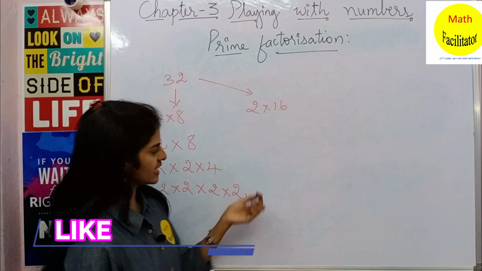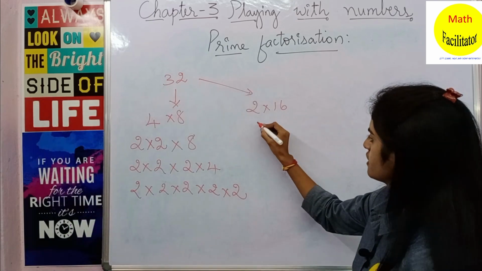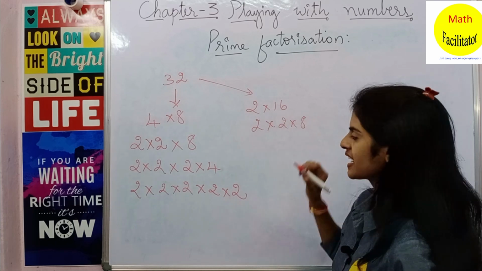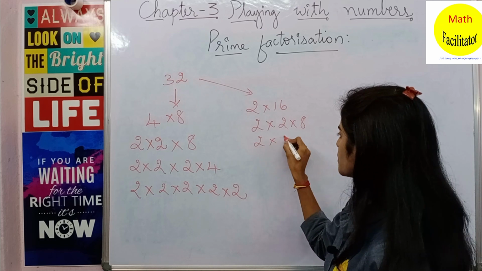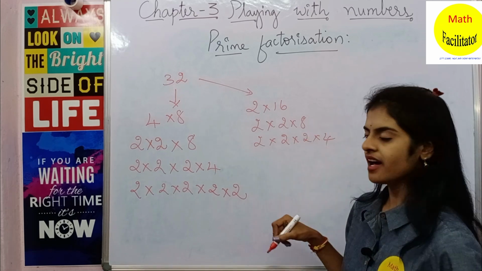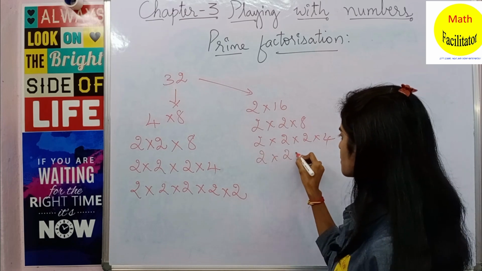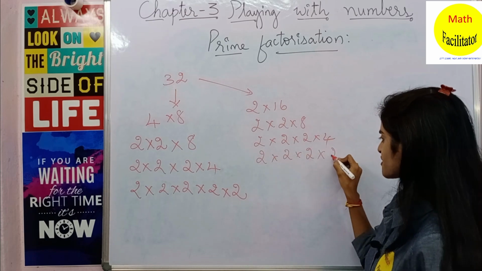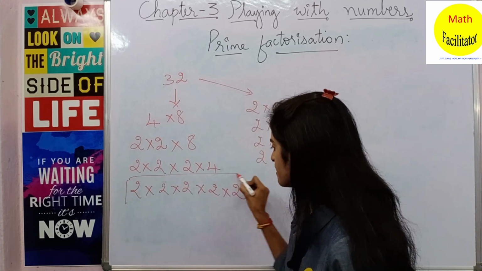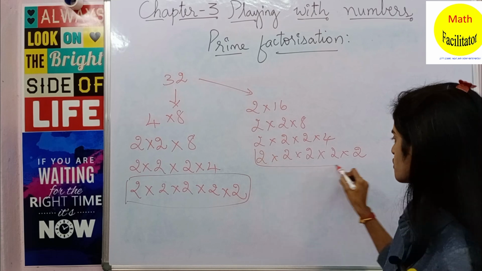Yes, so here also let us check for 2 into 16. So 2 into 16 I can write as 2 8s are 16. And again 2 into 8 I can write as 2 4s are 8. Again 2 into 2 into 2 and 4 I can write as 2 into 2. Okay, so here just see the final answer, and here also.